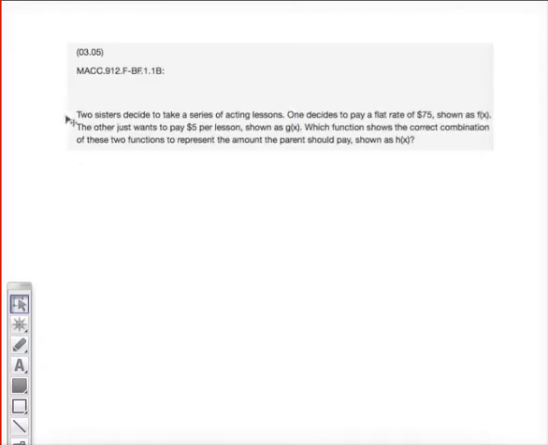Okay, here's another one of your questions. I believe this is number 7. You've got two sisters, they're twins, and they're deciding to take some acting lessons. They're going to go together, I guess. One decides to pay a flat rate of 75, shown as f of x. So f of x is 75. The other just wants to pay $5 each lesson. So g of x is going to be 5x.